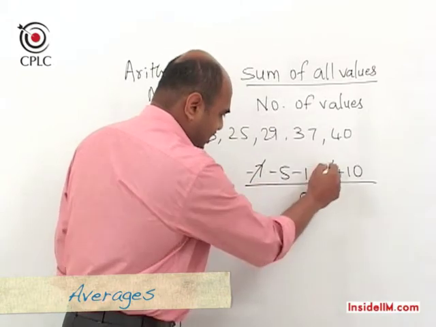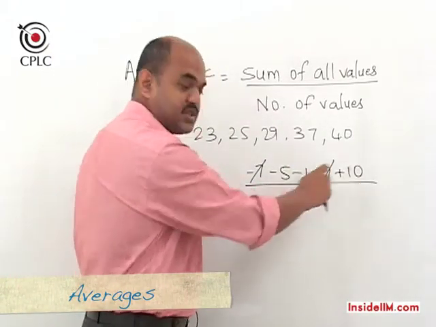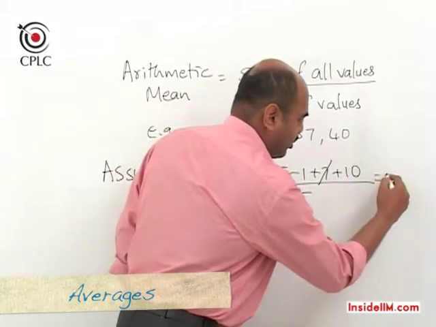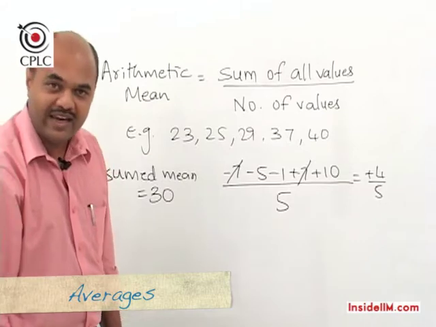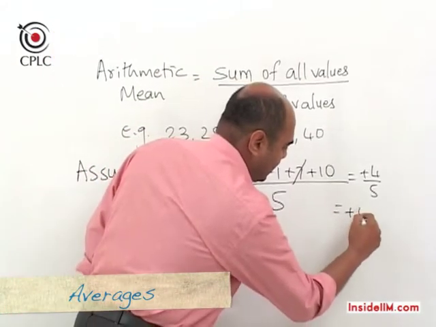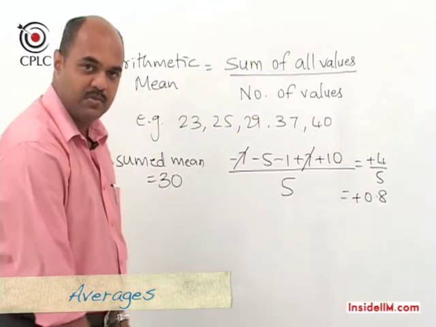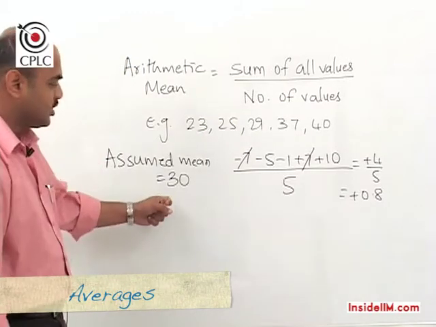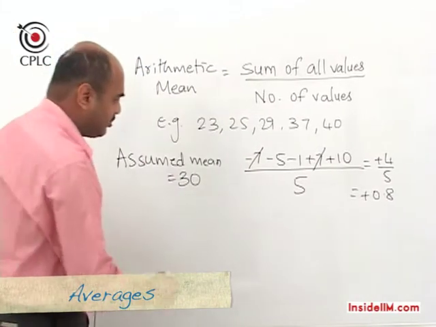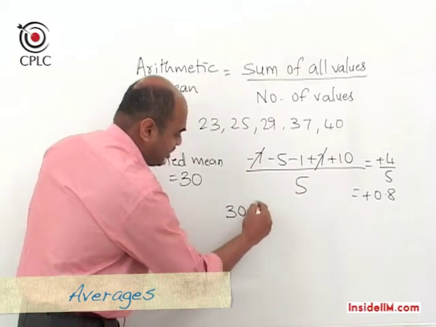So -7 cancels off with +7. This gives me a -6 plus 10. So +4 upon 5, which would be 0.8. What this tells us now is that the actual mean will be 0.8 more than the assumed mean, and hence the arithmetic mean of this set of values would be 30.8.